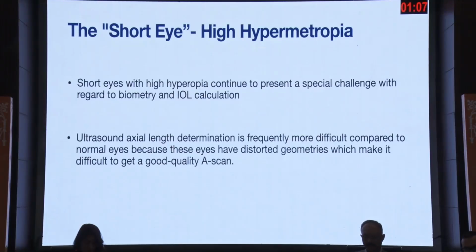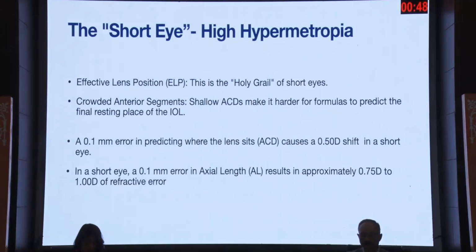Short eyes with high hyperopia continue to present a special challenge with regard to the biometry calculation, because these are very crowded eyes. The ultrasound axial length determination becomes very difficult. And it is also very difficult to know the exact effective lens position where finally the lens will sit in these short eyes. So this effective lens position is the holy grail in short eyes. A crowded anterior segment with shallow ACD makes it harder for formulas to find the final resting place. A 0.1 mm error in predicting where the lens sits causes 0.5 diopter of shift.